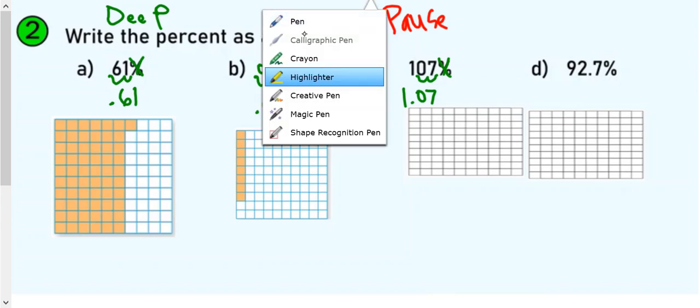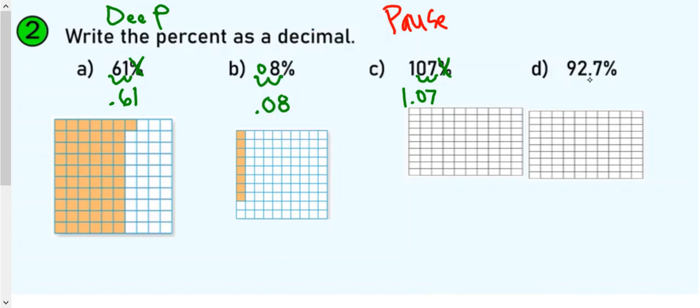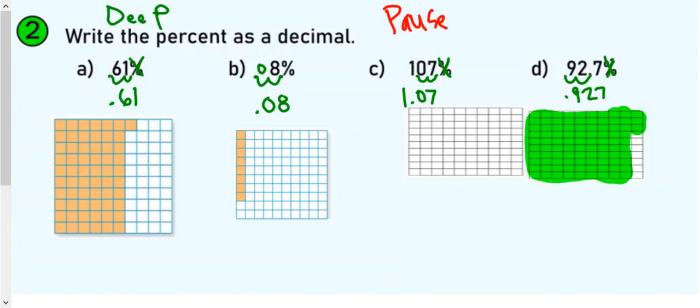So if we take our pen and we cross out our percent, and then we move our decimal place 2 places to the left, we will get a decimal of 0.927. And then you can see that on our 100 grid, we have 1, 2, 3, 4, 5, 6, 7, 8, 9 rows, 9 columns, so that's 90. And then 2 more, and then we just rounded up to 93, 92.7%.